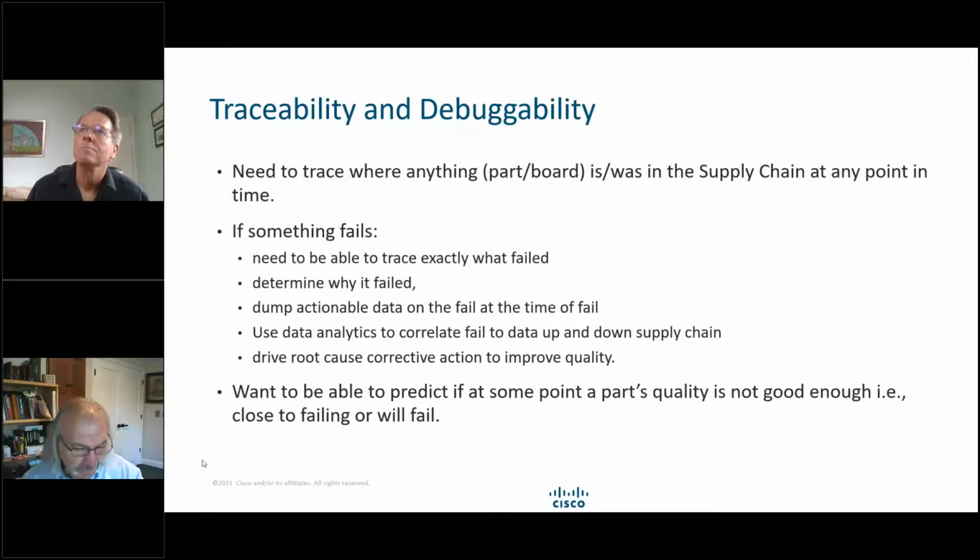And then on top of that, once we're talking about field fails, you want to be able to predict if at some point a part might be starting to fail out at the customer site. Next slide, please.